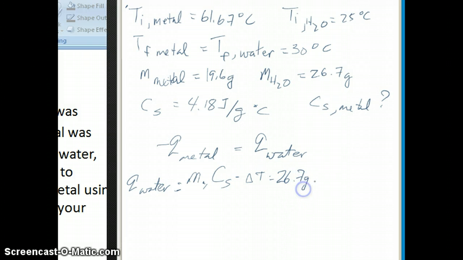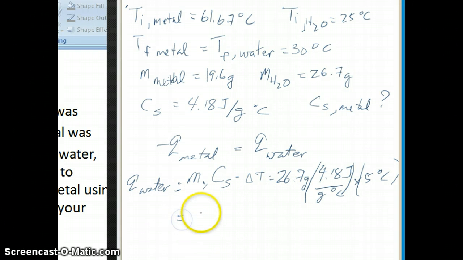Okay, so if I plug in all those numbers, 26.7 grams is the mass of water, and then C sub S is 4.18 joules per gram degree Celsius, and then I have 5 degrees Celsius as my temperature difference, because it's just 30, which is final, minus initial, which is 25. Okay, and if I make this calculation, the number I get as the heat that's released, or that's absorbed, I'm sorry, is 558.564 joules.